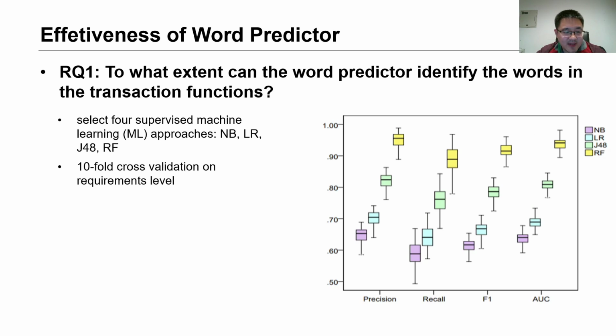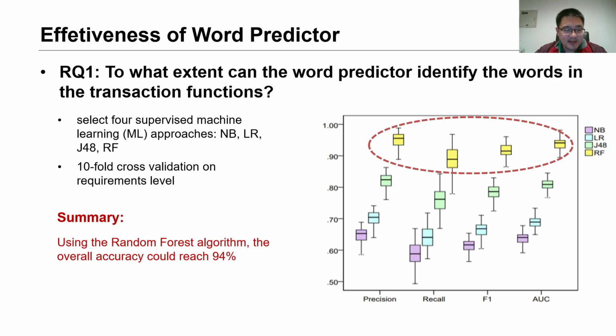To evaluate the effectiveness of the word predictor, we propose research question 1. To what extent can the word predictor identify words in the transaction functions? We select a fully supervised machine learning approach and use tenfold cross validation on the requirements function corpus to evaluate the performance. The figure shows the result. In summary, using the random forest algorithm, the overall accuracy could reach 94%, which indicates that the word predictor can effectively predict whether the words in a requirement will be included in its corresponding transaction functions or not.